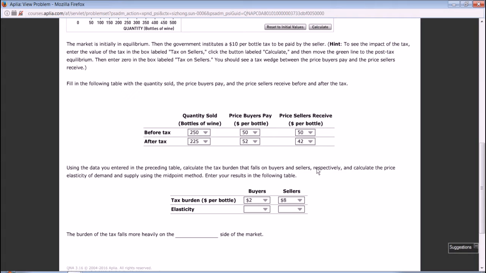So the percentage change of quantity is 0.1053. For the percentage change of the consumer price, the 2 is divided by the midpoint between the ending and beginning price, which is equal to 0.0392. Then the elasticity is the ratio of these two percentage changes. So it's 0.1053 divided by 0.0392, which is 2.68, 2.69.